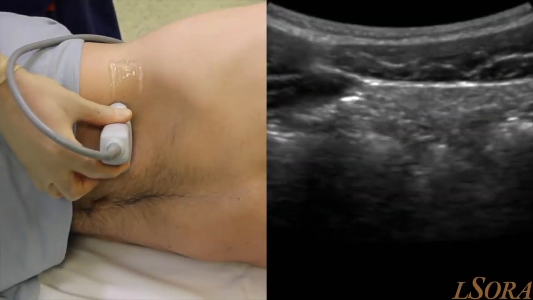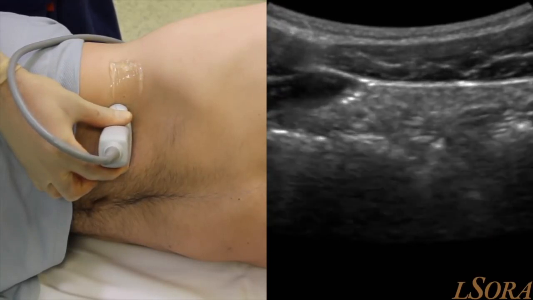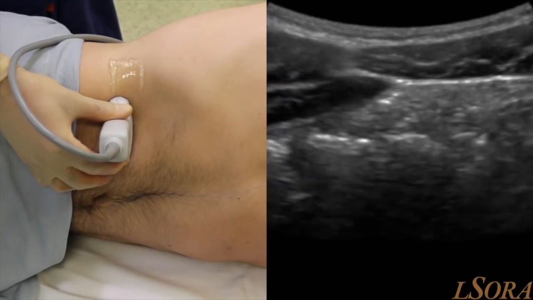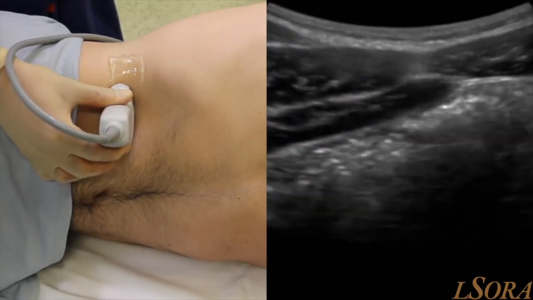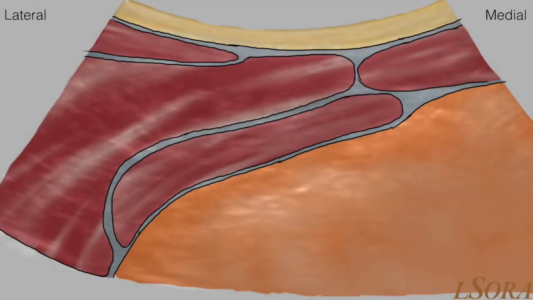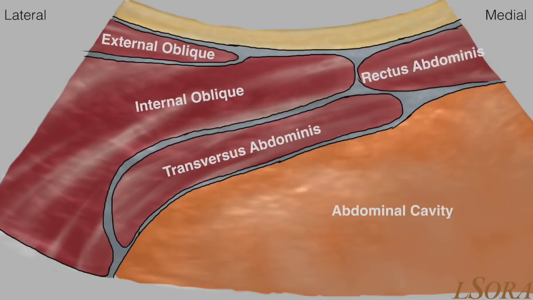Let's proceed to scan. This is a patient lying in the left lateral position and a curved array probe is placed over the anterior abdominal wall. As we slide the probe laterally, we can appreciate the rectus abdominis muscle centrally, the external oblique, internal oblique and transversus abdominis muscles, as well as the abdominal cavity.